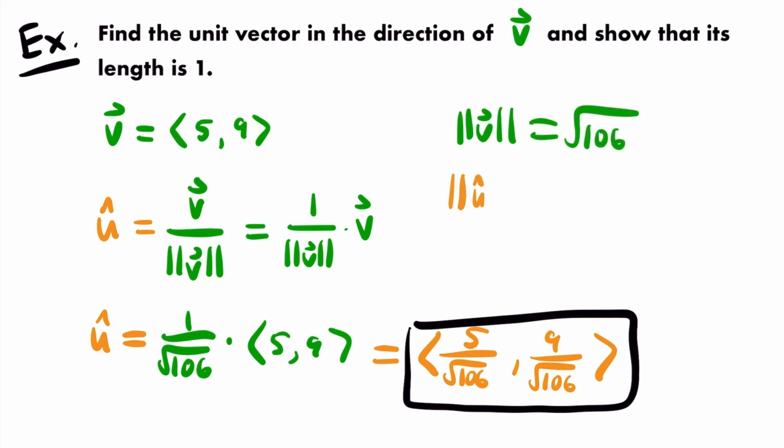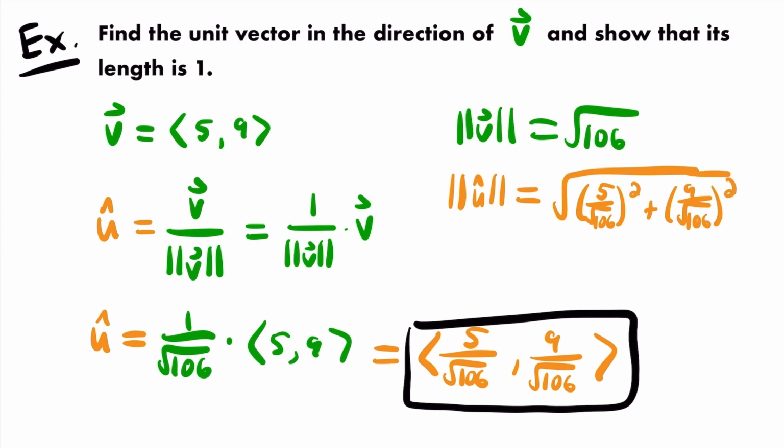If we take the magnitude of vector u, that will be equal to the square root of the sum of the components squared. So we'll have 5 divided by the square root of 106 squared plus 9 divided by the square root of 106 squared. And if we simplify, that will be equal to the square root of 25 divided by 106 plus 81 divided by 106, right? Because if we square this quantity, 5 squared is 25, and the square root of 106 squared just becomes 106. If you square a square root, you just get the value inside the square root back.